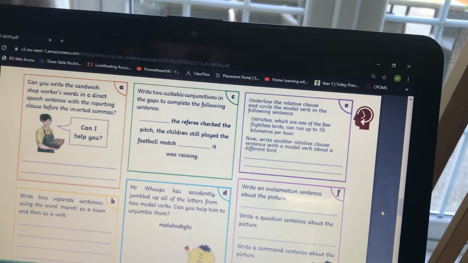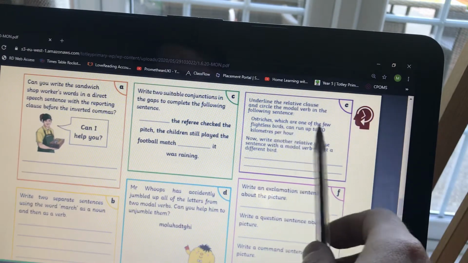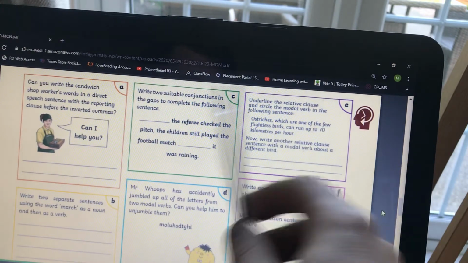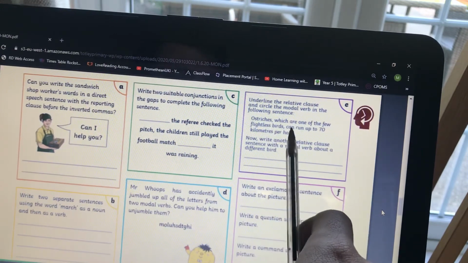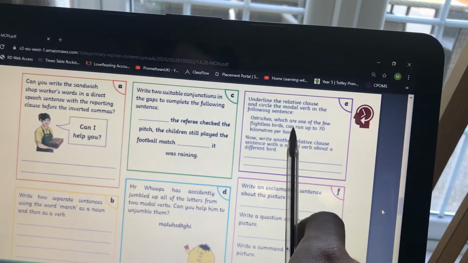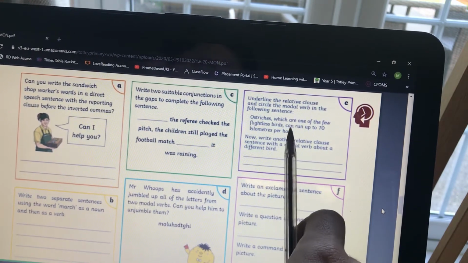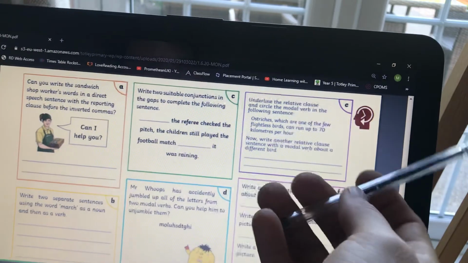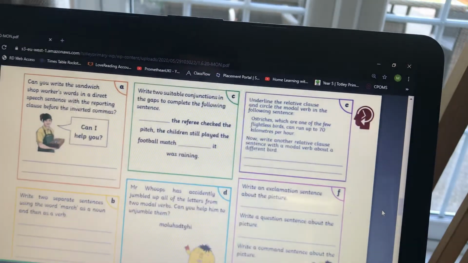You've got to find the relative clause and circle the modal verb in the sentence. So we know the relative clause, which are one of the few flightless birds. There's your relative clause because it relates to the ostrich. The modal verb is it can. So the word is can. Can run up to 70. You could change that to should. Should run up to. Or should it? Probably doesn't make sense. So can is the modal verb.